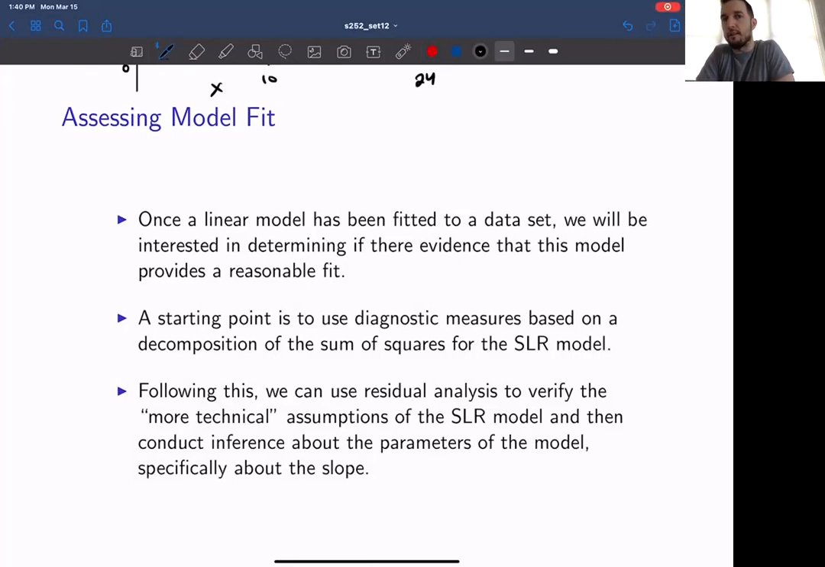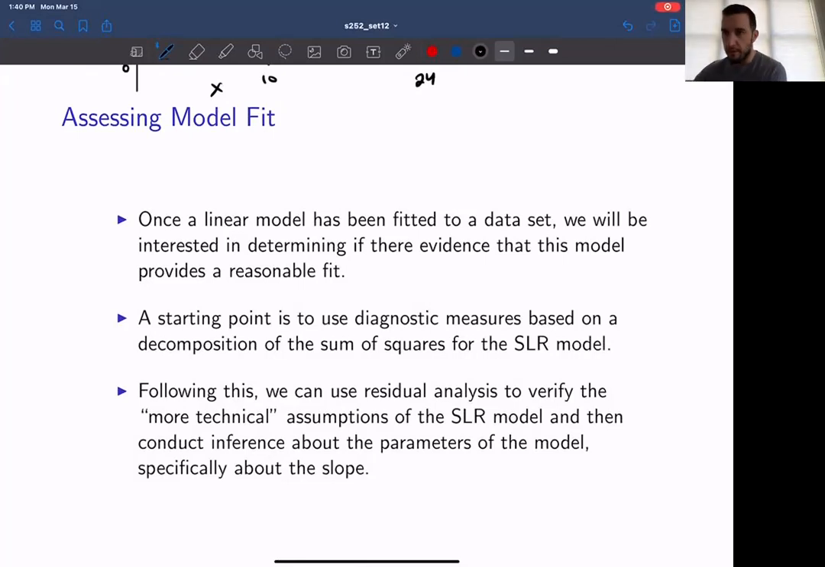And what I mean here is, if you fit a model to a data set, how do you know it's a good model? So how do we know that the SLR model that we have fitted is actually usable or reliable? What kind of information can we find that explains the value of that model?